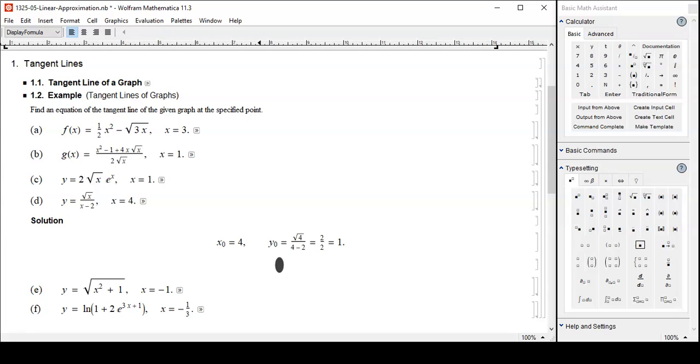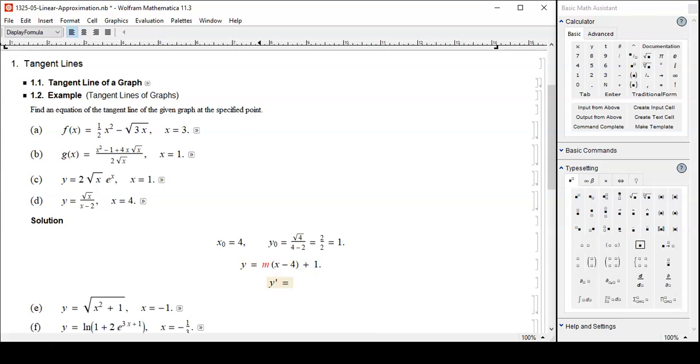What does that mean? That means y equals m times x minus x0 plus y0 is the point-slope equation. And then it is saying that this is 4 and that's 1. Now, what is m? We have yet to figure it out. So let's find out. How do I do that? We must take the derivative and then plug in x equals 4. Okay, let's take the derivative, and this is going to be an exercise for the quotient rule.